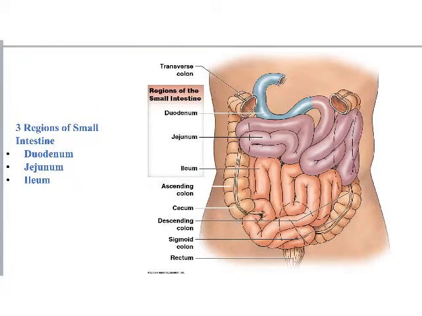Okay, so here are the 3 regions that I mentioned. The blue region there, the shortest of the regions, connects to the stomach, which would be here. That's the duodenum, the blue one. And then you see the jejunum is the section in the middle, this purple color. And the ileum is the final part of the small intestine, and eventually connects the large intestine here with the small intestine there.